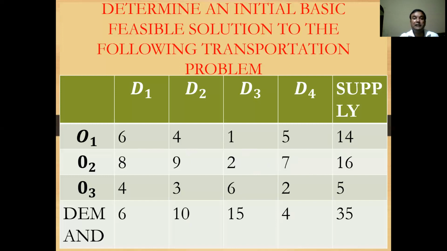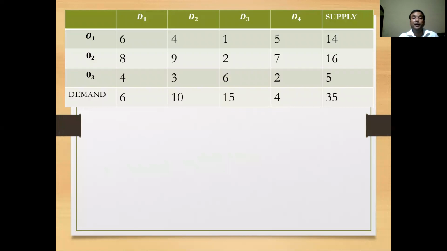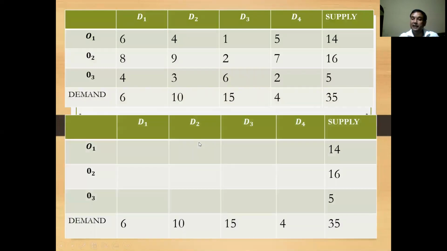And to discuss it, what do we do again? We prepare a blank table taking only the demand and supply. So this is a blank table having only demand and supply. Now our aim is to distribute this available supply to these different destinations as per their requirements. So what is the northwest corner rule?